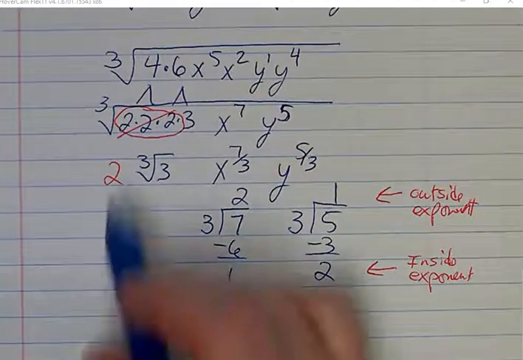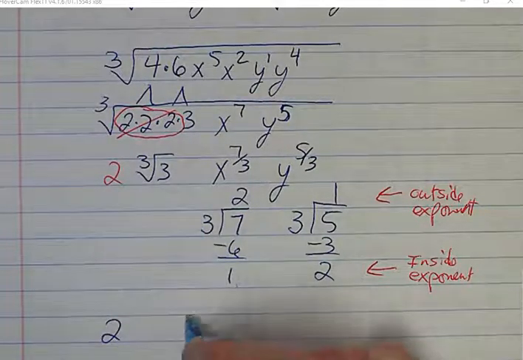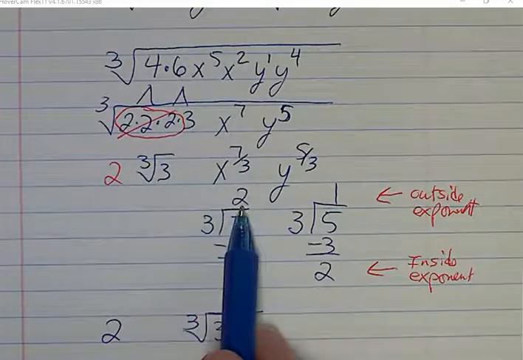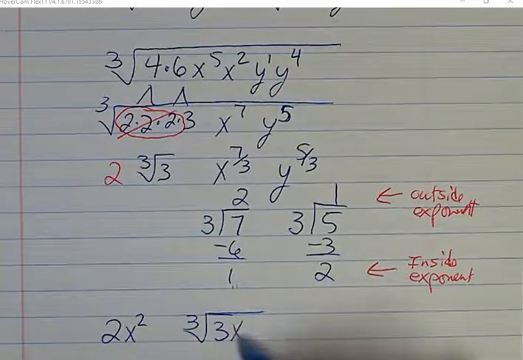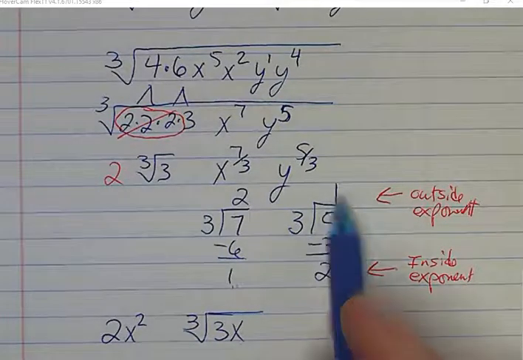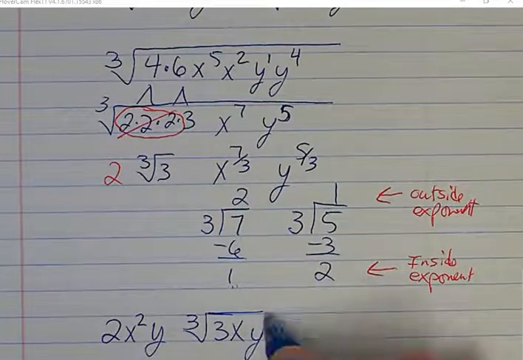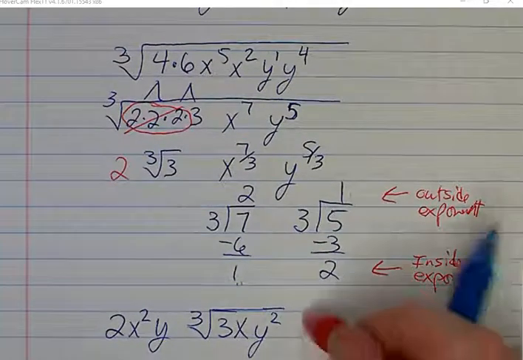Okay, so number-wise, we had a 2 on the outside. And here's where we got to leave a little bit of space. We had a 2 on the outside. We had a 3 on the inside. For the x's, we need 2 on the outside, 1 on the inside. And for the y's, we need 1 on the outside and 2 on the inside. And that would be the final answer.